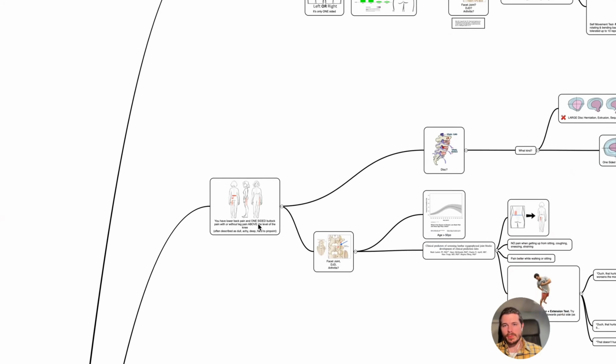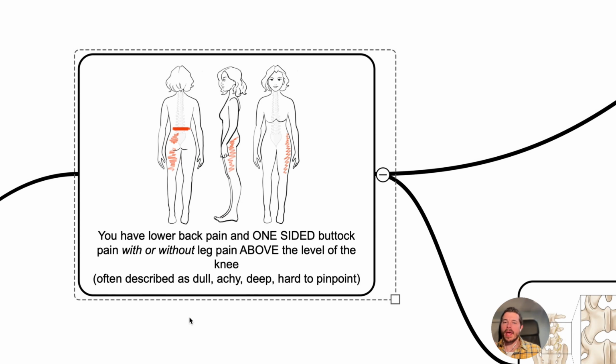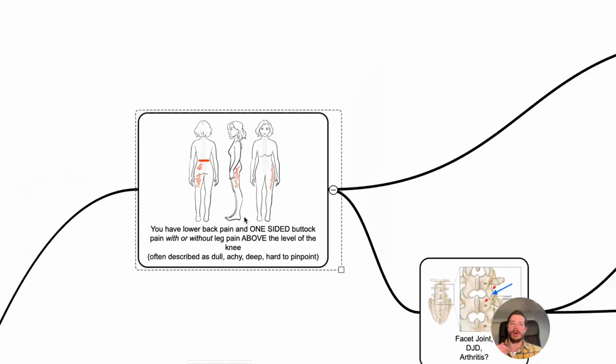Now, let's move on. Let's just say you have lower back pain and one-sided buttock pain, like I show here, with or without leg pain above the level of the knee. So the pain stays above the level of the knee. You got back stuff, you got one-sided buttock stuff, right? And the symptoms stay above the level of the knee. By the way, this is often described as dull, achy, deep, or hard to pinpoint. What could be going on? Could be a couple things going on.